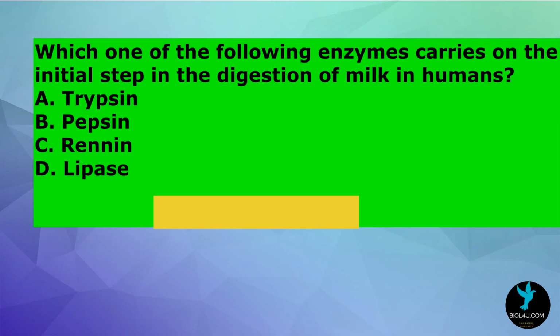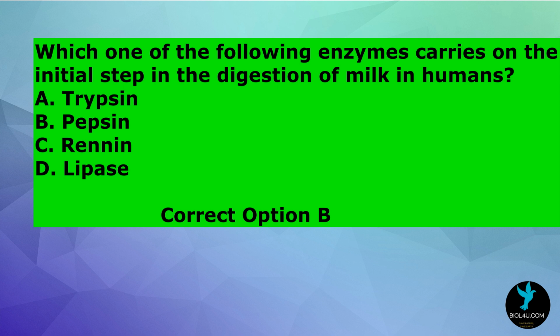Question number 7. Which one of the following enzymes carries on the initial step in the digestion of milk in humans? Option A. Trypsin. Option B. Pepsin. Option C. Renin. Option D. Lipase. The correct option is B. Pepsin.